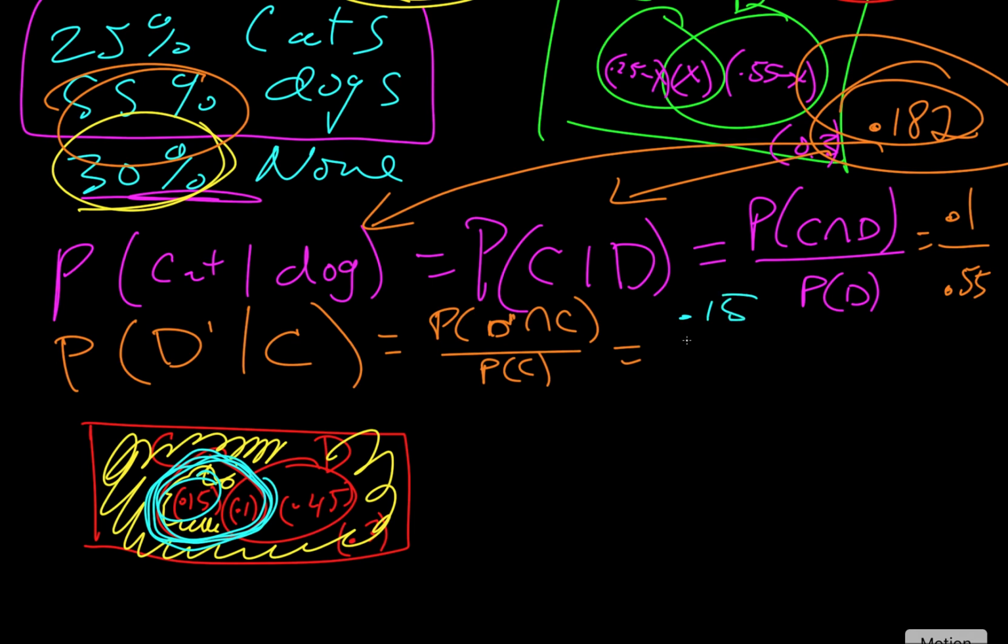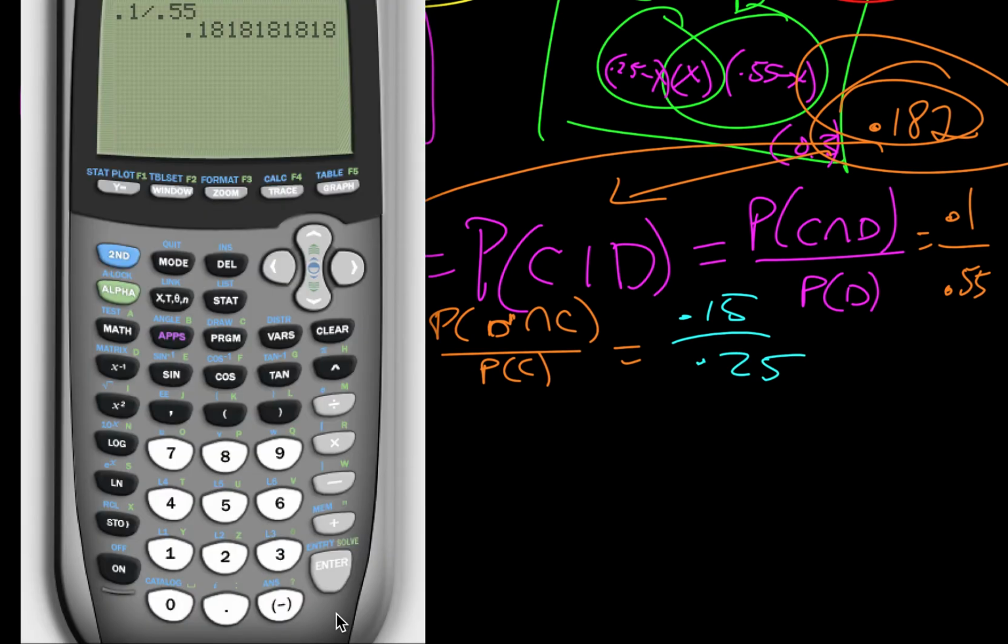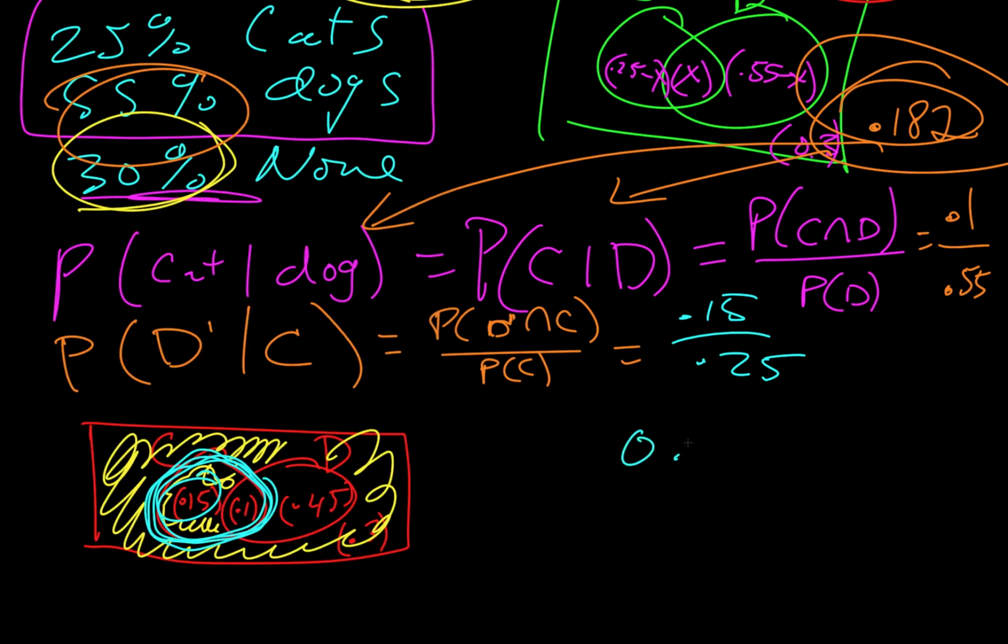So we get 0.15, and then probability of cat, well, the total cat was 0.25. And so if we go back to our calculator, we say 0.15 divided by 0.25, we get 0.6. And so that's our probability for that situation.